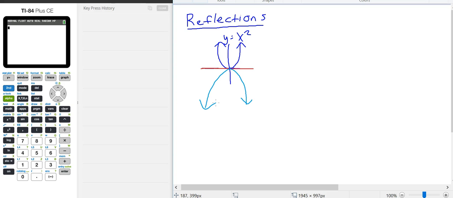And another way we could reflect functions is by reflecting them about the y-axis. Let's say we have y is equal to x cubed, which looks something like this. We can reflect this graph about the y-axis over this line, and it will end up looking something like this. Let's look at how we would do each of these mathematically.